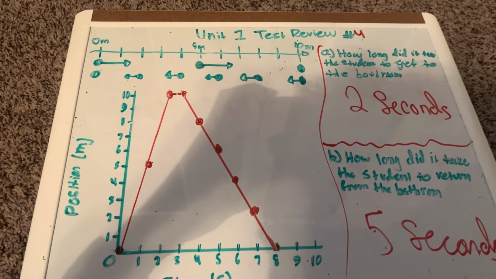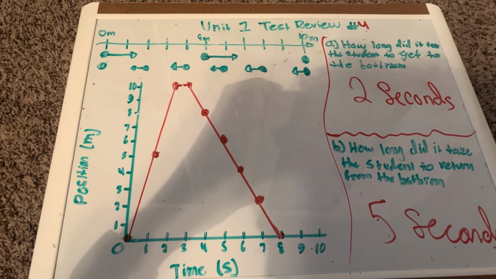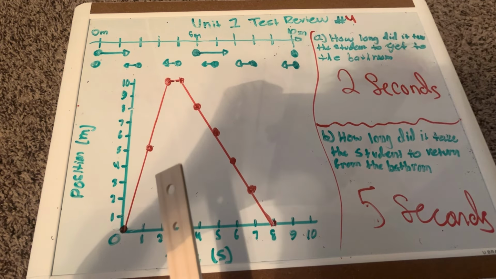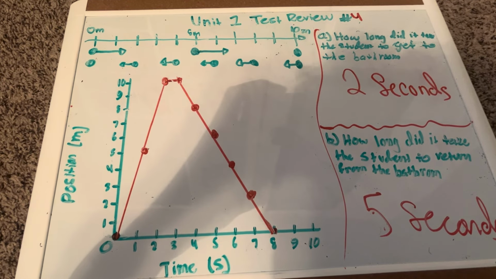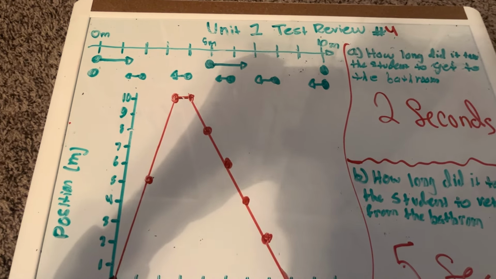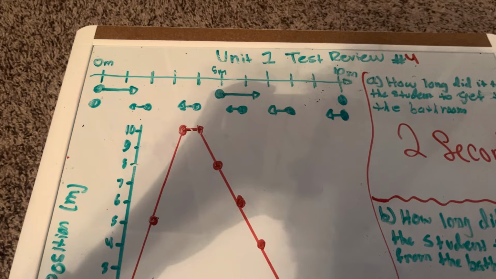Okay, so in this problem, we're basically going to be given a motion map by the problem, and then we're going to have to create a position time graph after that, and then answer a couple questions later on about the motion map and position time graph. So up here is the motion map. This is given to us by the problem, so they give all this information to us.